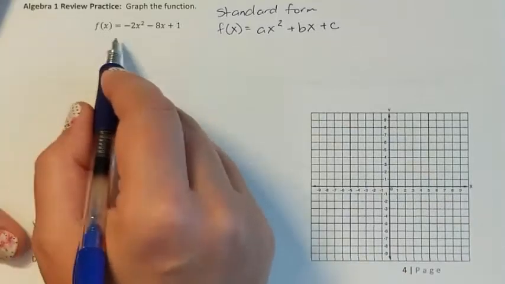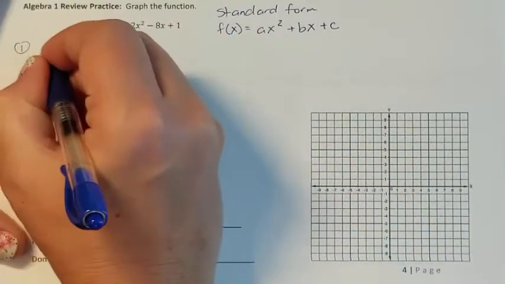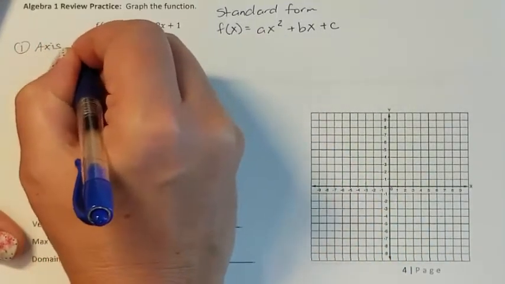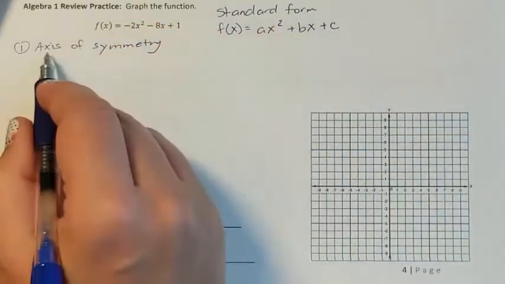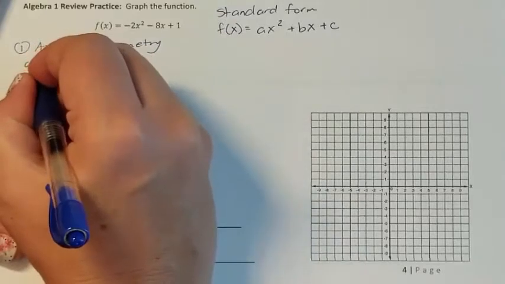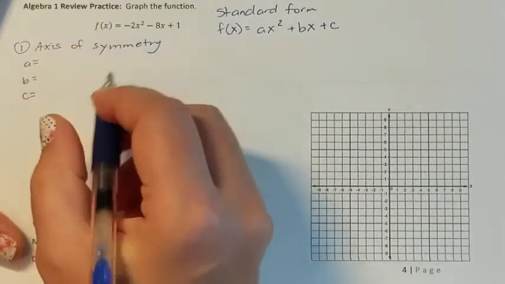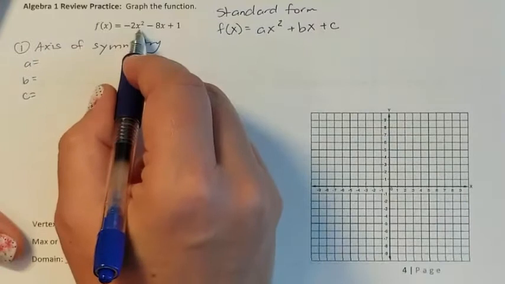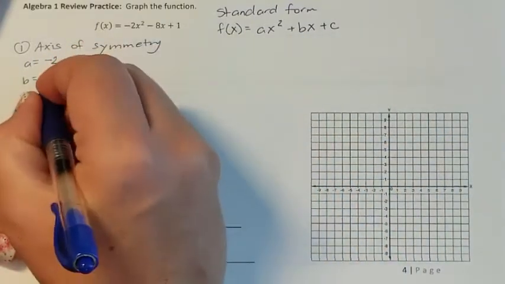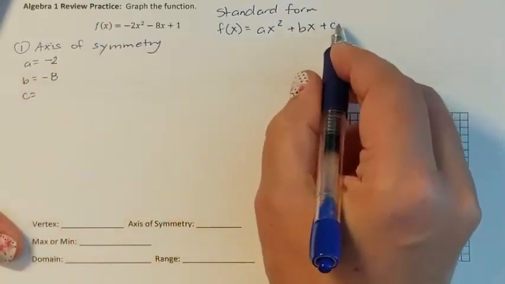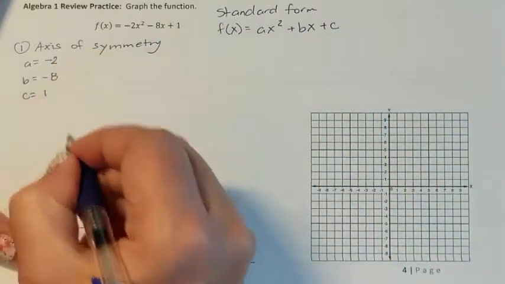So in Algebra 1, when it was in standard form, the very first thing that we were asked to do is to find the axis of symmetry. When it is in standard form, the only way to find axis of symmetry is to identify our ABCs. A is always the number stuck to x squared, so my A is a -2. B is always the number stuck to x, so my B is a -8. C is always the lonely number without any letter, so my C is 1.